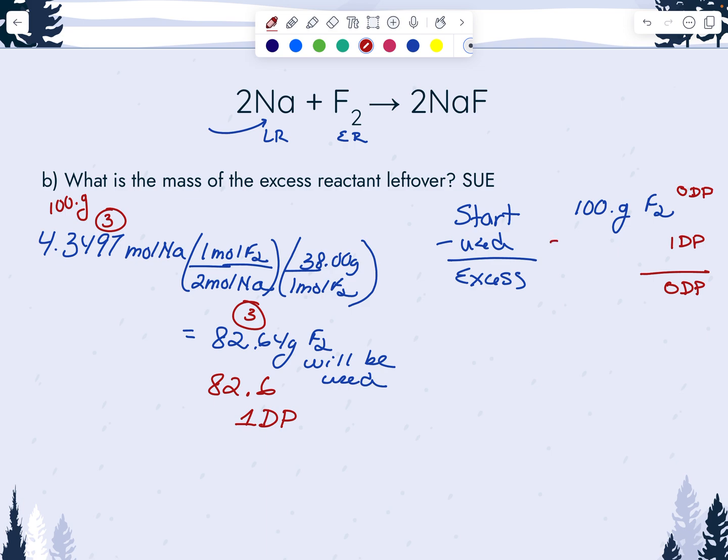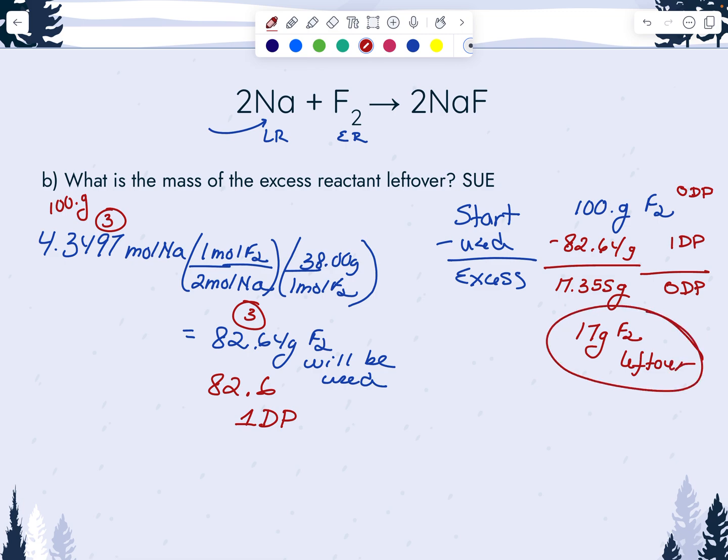But when I actually plug it in my calculator, I'm going to use the unrounded number, right? 82.64 grams. When I subtract those, I get 17.355 grams, and then I round that to 0 decimal places. 17 grams of fluorine left over. Right? Start minus used equals excess.